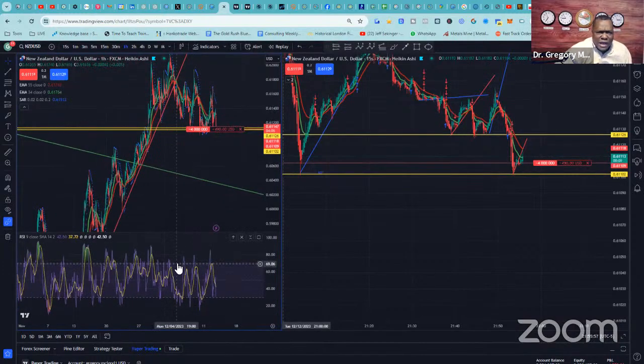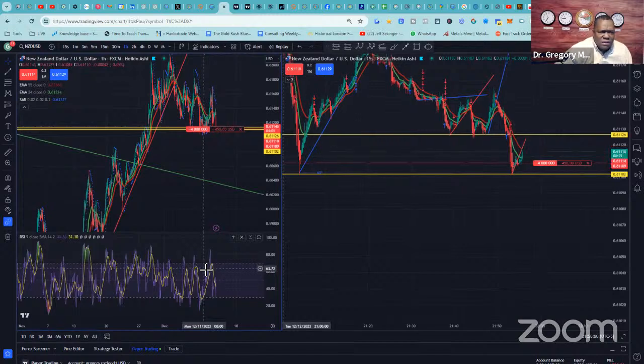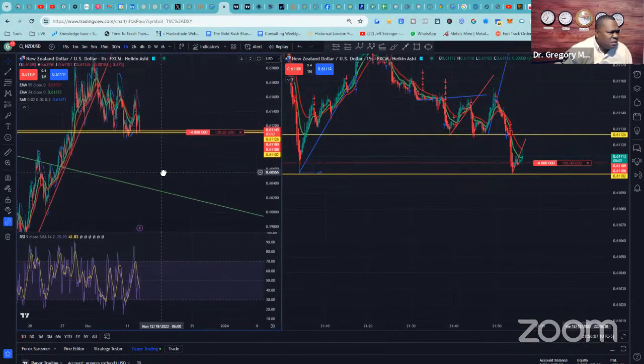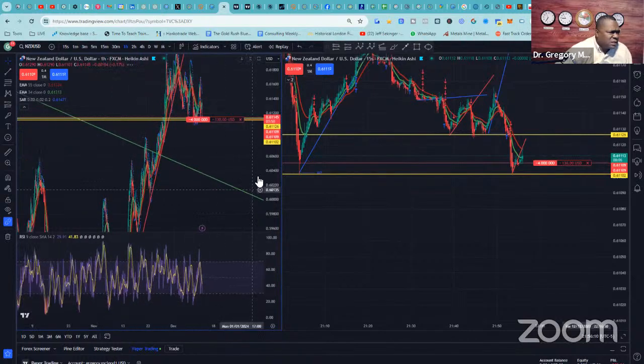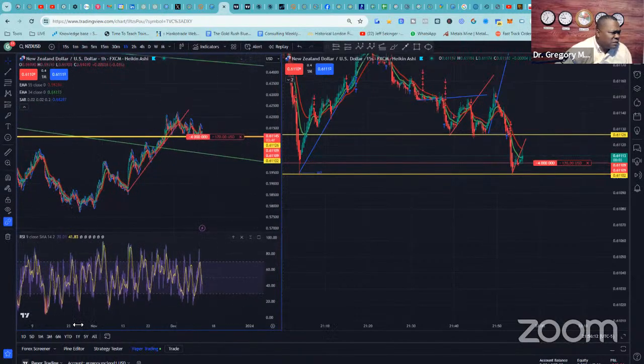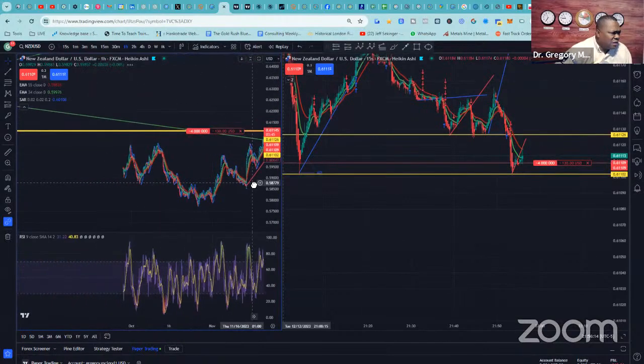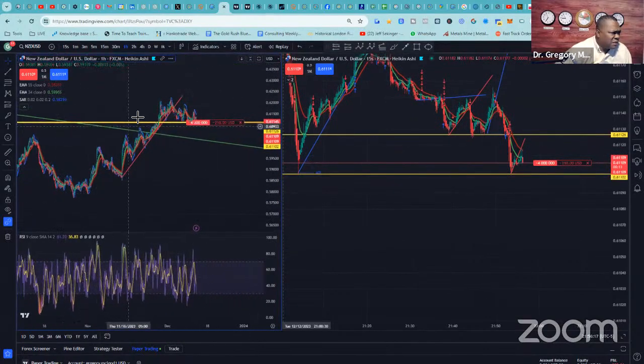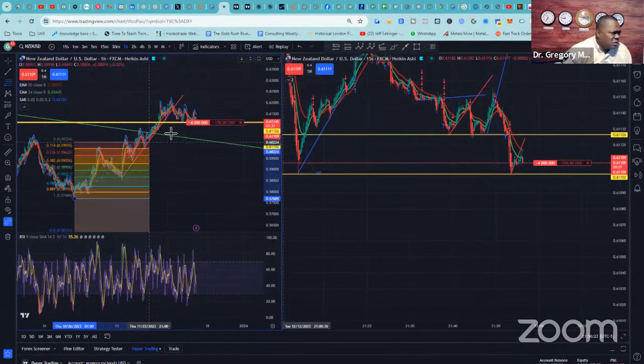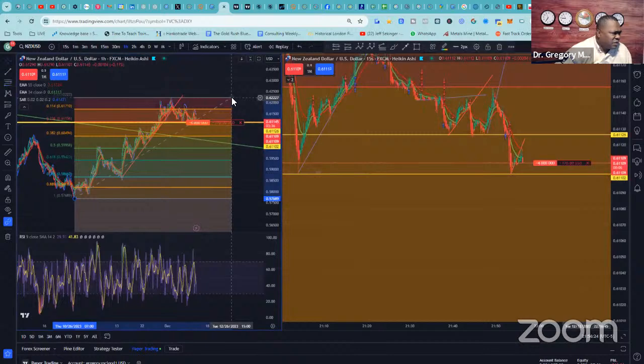9:55. Got 5 minutes for the hour. And Kiwi dollar is sitting at a 23% retracement of this down move that we had. I mean, maybe this up move. We pull back to, looking for 38 at 60.49. And I think we might get there.